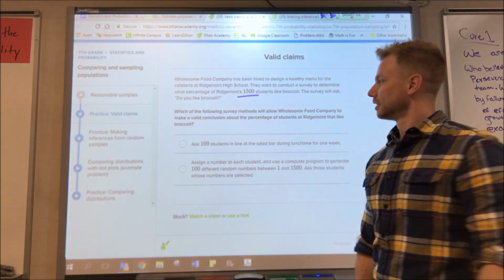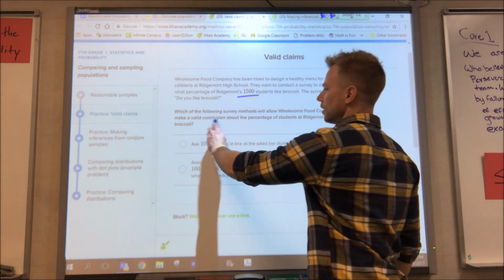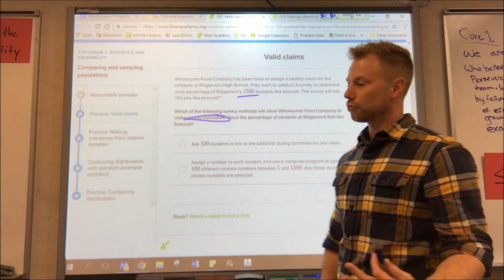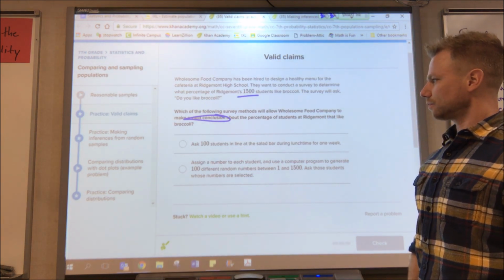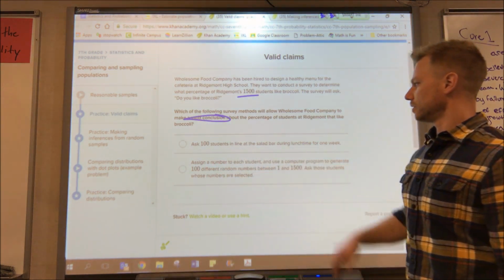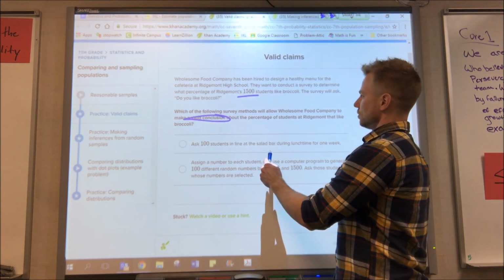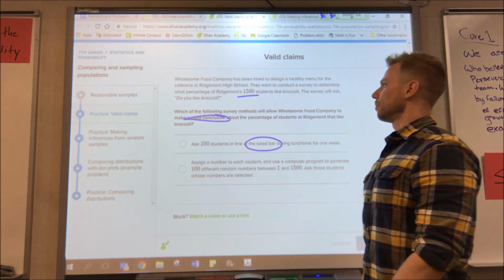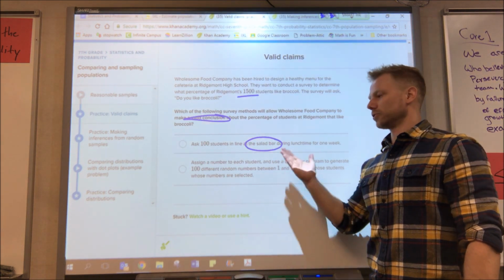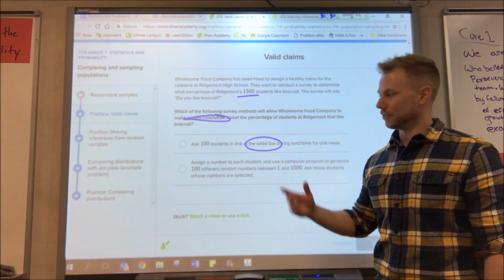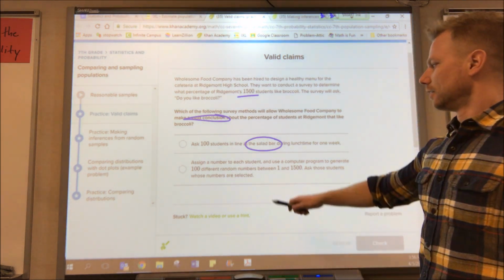Wow, that's ingenious. All right, which of the following survey methods will allow Wholesome Food Company to make a valid conclusion, that means say something true, about the percentage of students at Ridgemont that like broccoli? Okay, should they ask 100 students in the line at the salad bar during lunchtime for a week? Well, if we're only asking people that are going through the salad bar, likely they like vegetables a little bit more, so that would be biased. That would be unfair. We need to ask everyone, or at least everyone needs to have an opportunity to be asked.